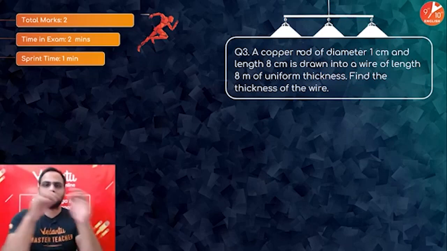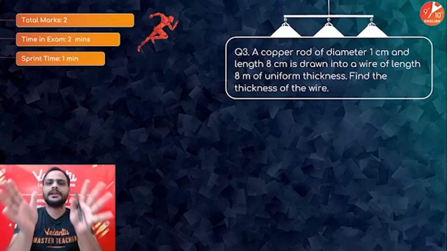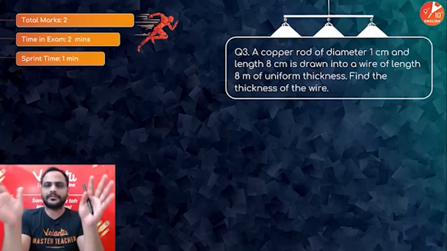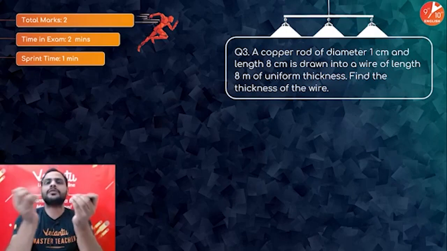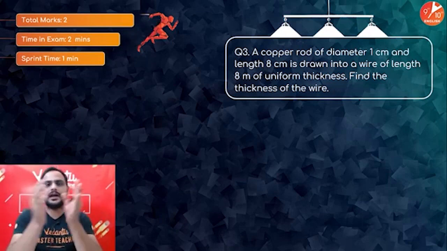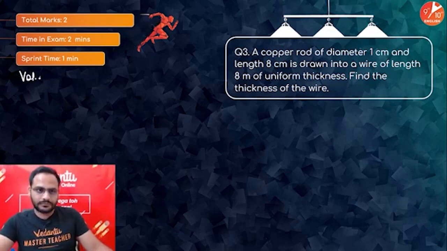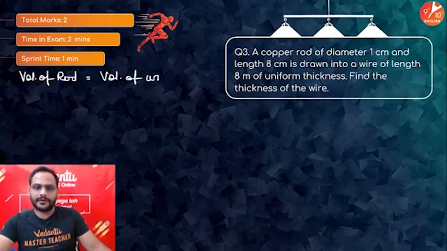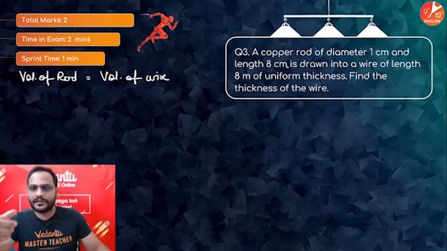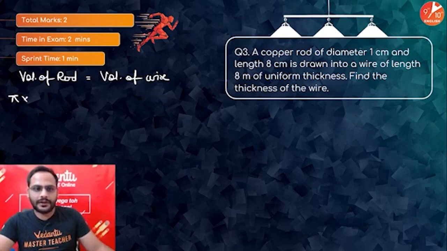So look, again here, if we are changing the shape, the amount of material does not change. As simple as that. The amount of material will remain the same, and that is represented by volume. So we'll say the volume of the copper rod will be the same as the volume of the wire. So the volume of the rod will be equal to what? It is also a cylinder. So pi into r square, so 1 square into h is 8.